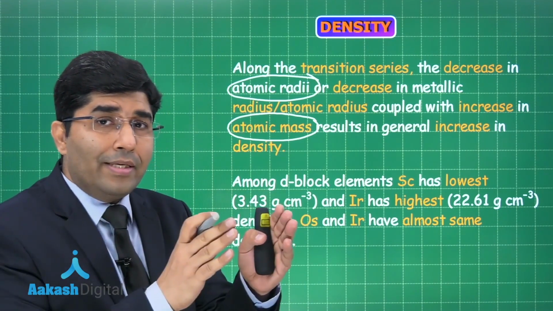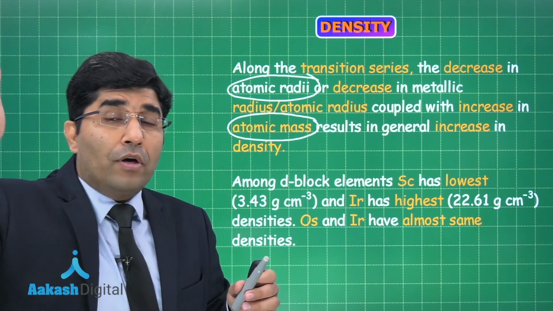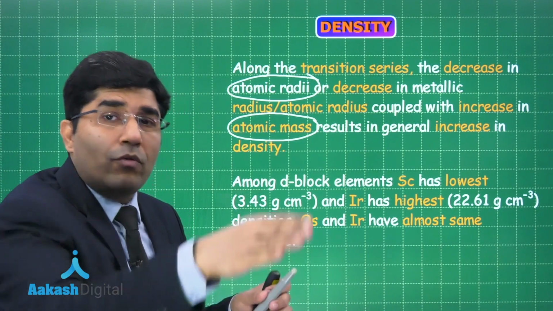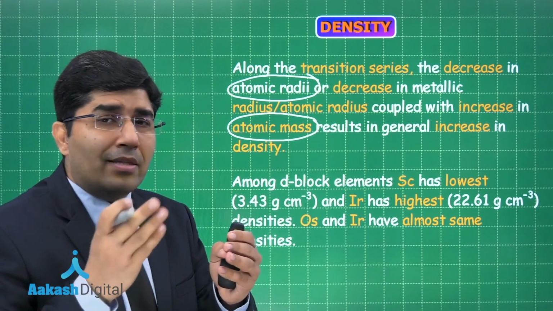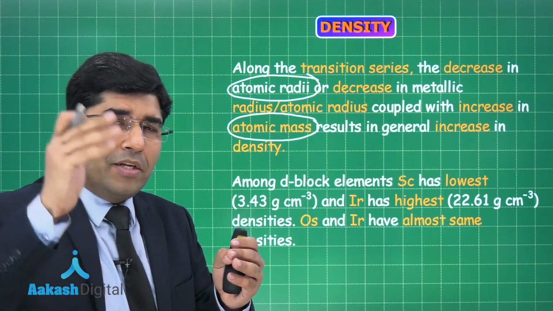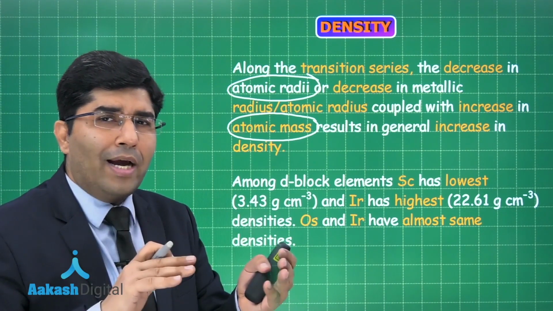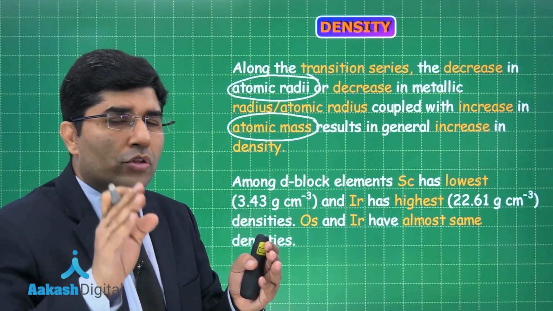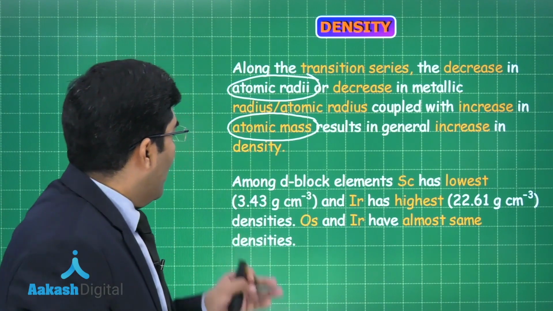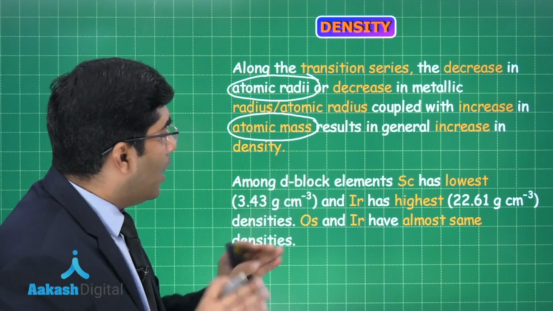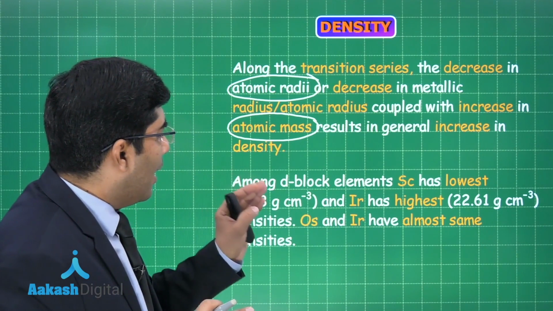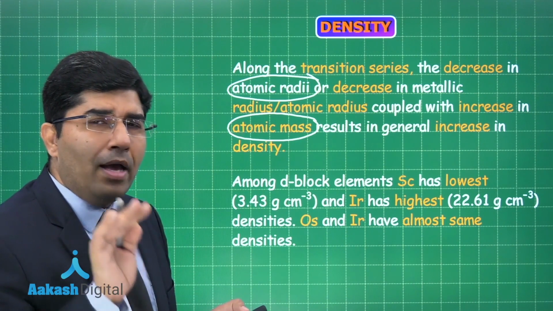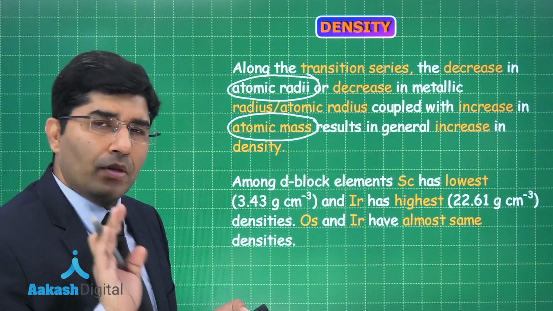So mass is increasing and the graph of the radius was going down, then it became constant, then it was increasing. So what we have to do, we have to take the ratio of the mass divided by the volume. When we do that, at the end the density increases across the period. So along the d block elements, scandium has the lowest density and iridium has the highest density. Osmium and iridium have almost the same density, right?